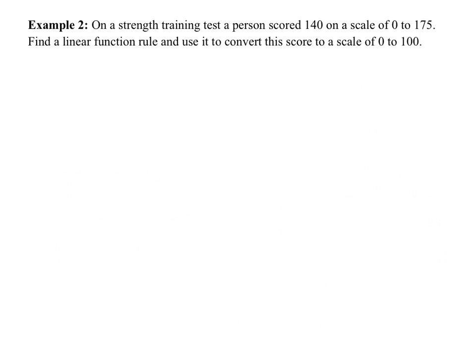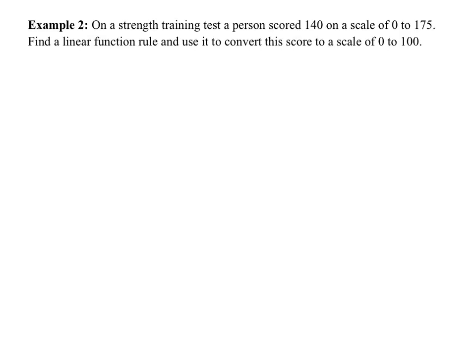So on a strength training test, a person scored a 140 on a scale of 0 to 175. Find a linear rule that represents this and use it to convert it from 0 to 100. Convert it from 0 to 100. Now, this is a really easy example. I can make this a lot harder with one simple change.